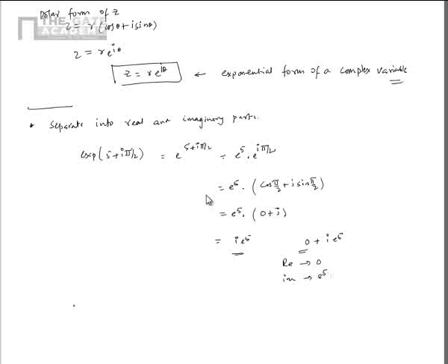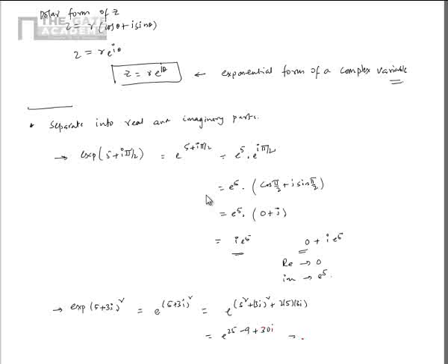So let's take another example. e power (5 plus 3i) squared. We need to find the real and the imaginary part. So this can be written as 5 plus 3i whole square. Let's expand this. So this becomes 5 square plus (3i) square plus 2 into 5 into 3i. So this will be 25, i square is minus, so minus 9, plus 30i.